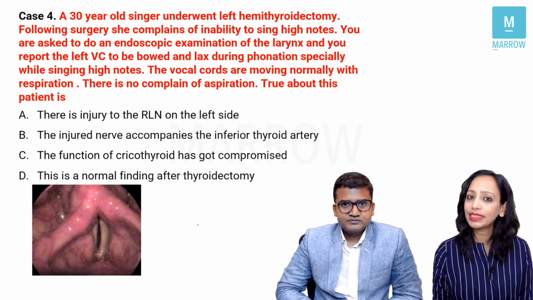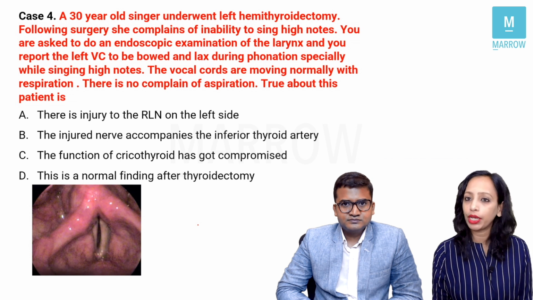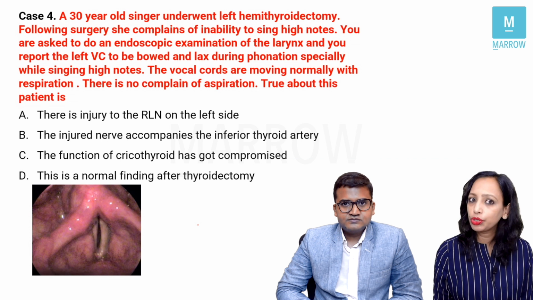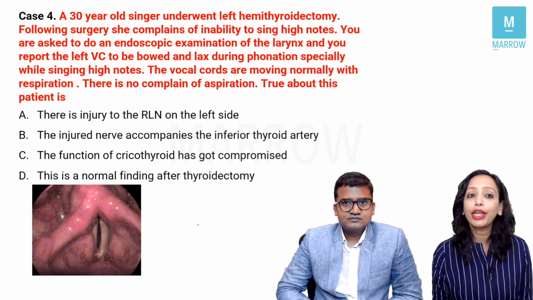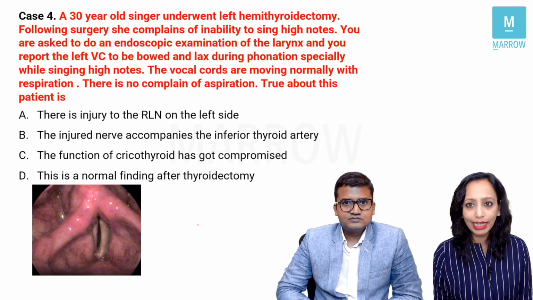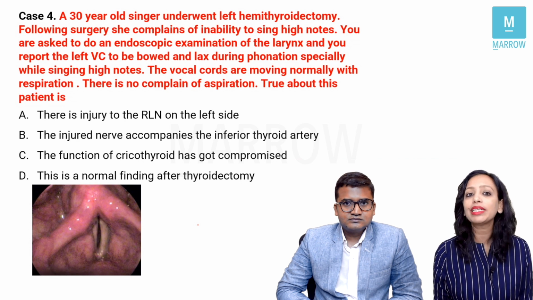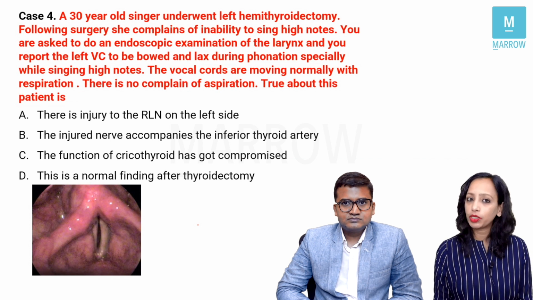A 30-year-old singer underwent left hemithyroidectomy. Following surgery, she complains of inability to sing high notes. You are asked to do an endoscopic examination of the larynx, and you report that the left vocal cord is bowed and lax during phonation, especially while singing high notes. The vocal cords are moving normally with respiration. There is no complaint of aspiration. True about this patient is.